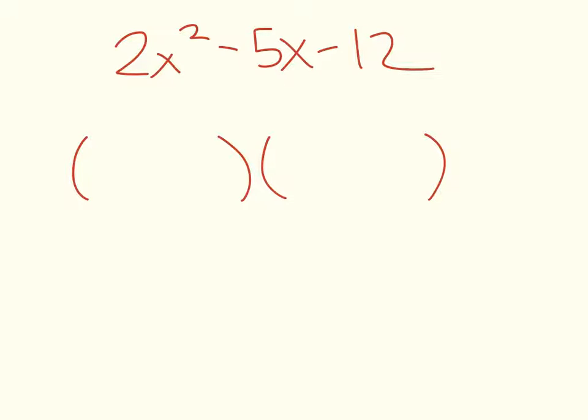For that to happen, we know that this term comes from the F part. It comes from multiplying those two spots together. So we're going to need factors of 2 to go there, which is 1x or 2x.